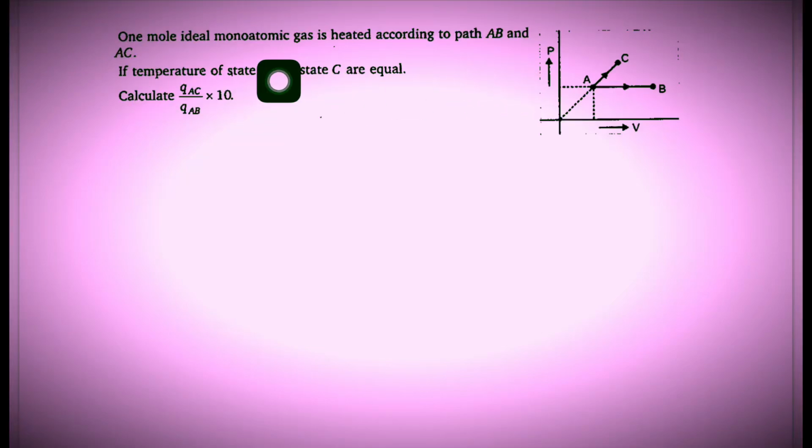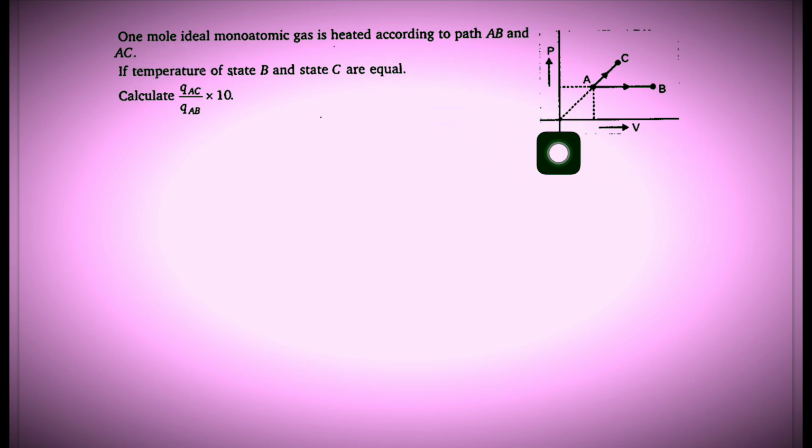In this video, we solve an interesting thermodynamic problem involving an ideal monatomic gas heated along two paths, that is AB and AC on a PV diagram, and we have to find the ratio of heat transfer in these processes and explain every step very clearly. So let's get started. Okay, so let's first understand this problem.